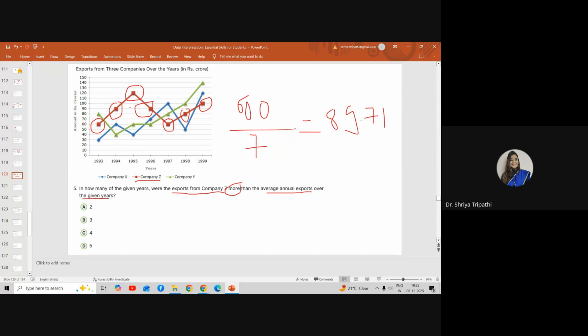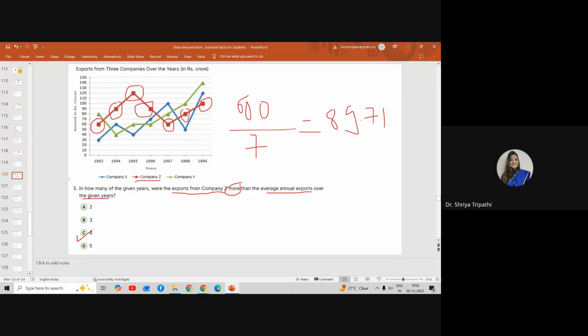85.71. Now, wherever you have written this, 60 plus 90 plus 120, now count. How many of them are there? 90, 120, 90, and 100. So we have 4 such years. So the correct answer is C.